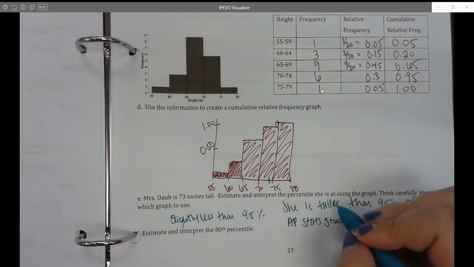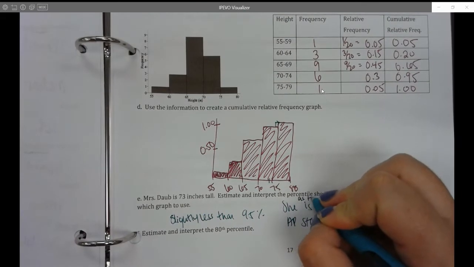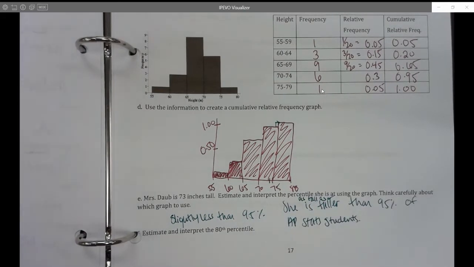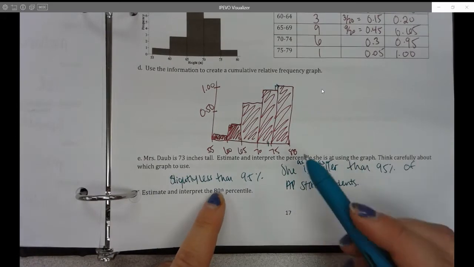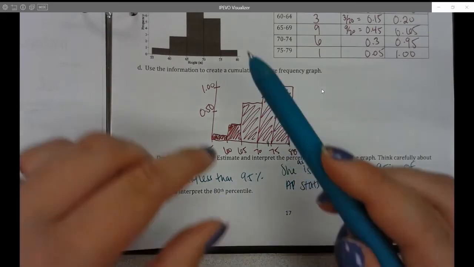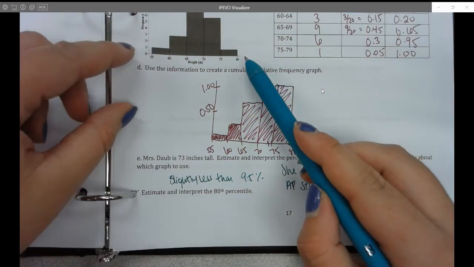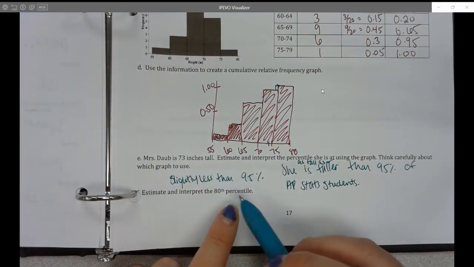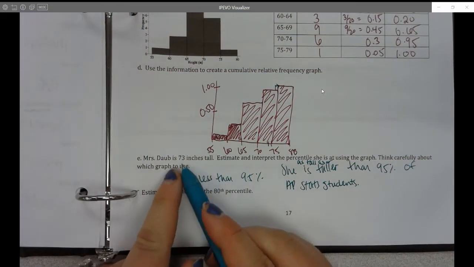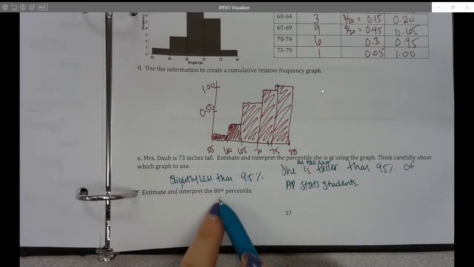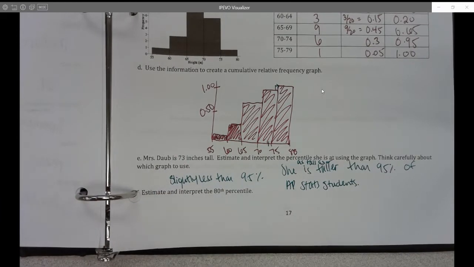And maybe we should say she is as tall as or taller, because we did include that. So when we're estimating the 80th percentile, we're going to look where 80 is. The 80th percentile is asking a slightly different question than we're asking in Part E. Here I'm asking the 73 inches. Here I'm asking the 80th percentile.